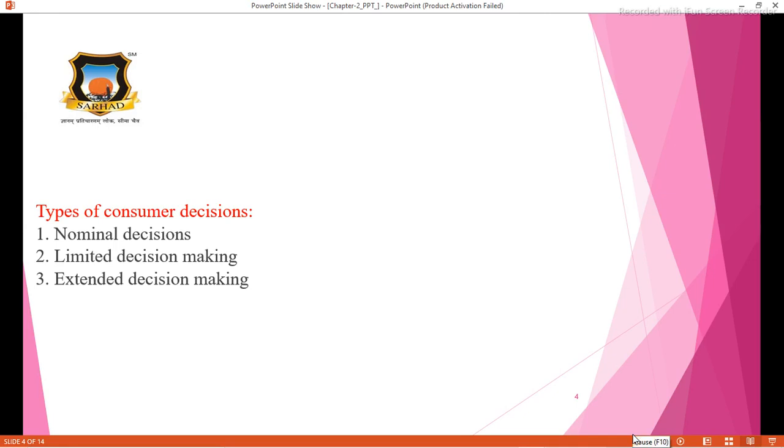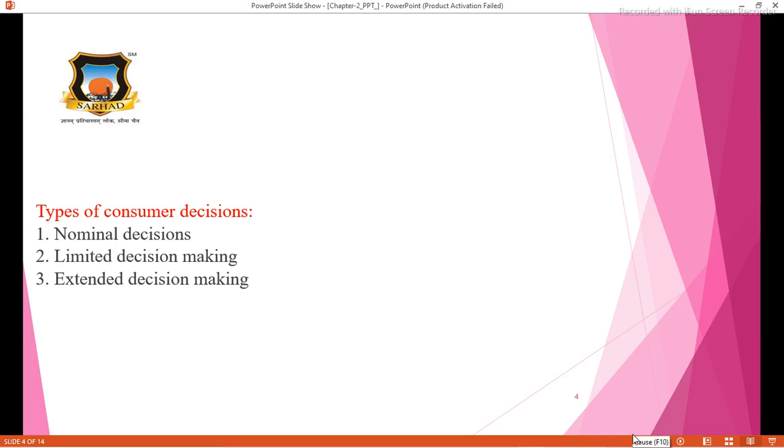And the last is extended decision making. Finally, extended decisions are made about higher cost products and infrequent purchases. They require a lot of involvement, often center around an unfamiliar brand or product, and need extended thought and search efforts to ensure buyer confidence.